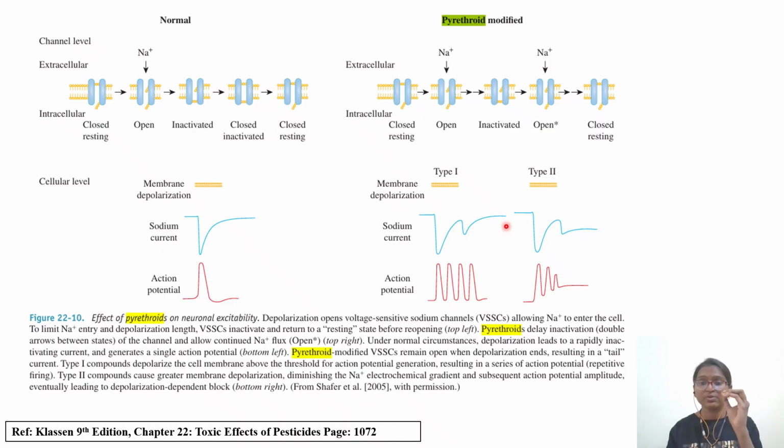One question with respect to this sodium current they will also be asking. In the case of pyrethroid, what is happening? The closed state remains closed, so a greater number of sodium ions influx is taking place. So pause here. Try to read about this particular thing in detail. They have explained it.